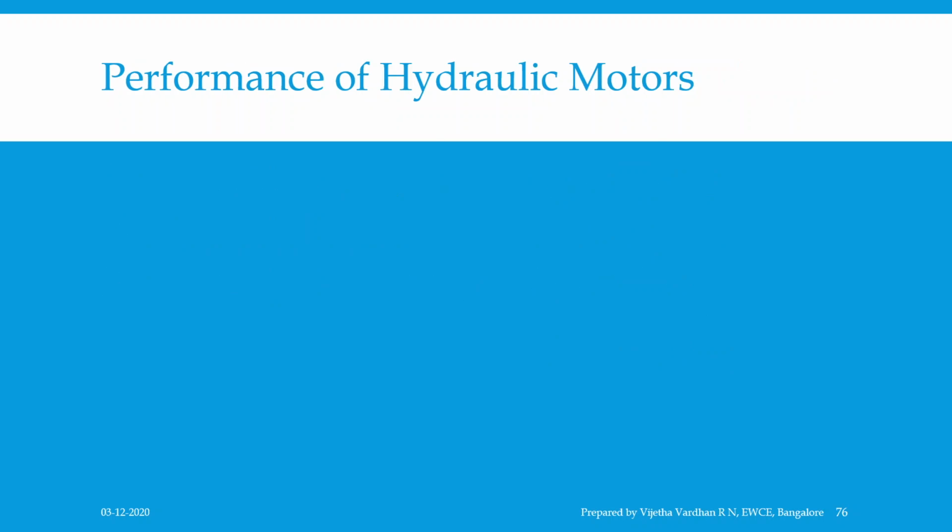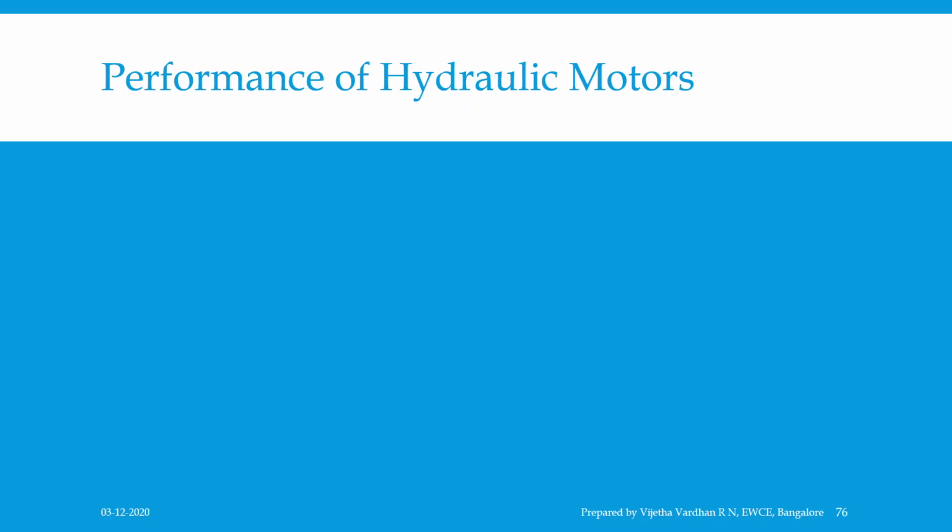Next we are going to discuss the performance of hydraulic motors. The performance of any mechanical system depends on the precision of manufacture of its elements and maintenance of close tolerances under the design operating condition. So also in the case of hydraulic motors, the performance is evaluated on three efficiencies, namely volumetric efficiency, mechanical efficiency, and overall efficiency.